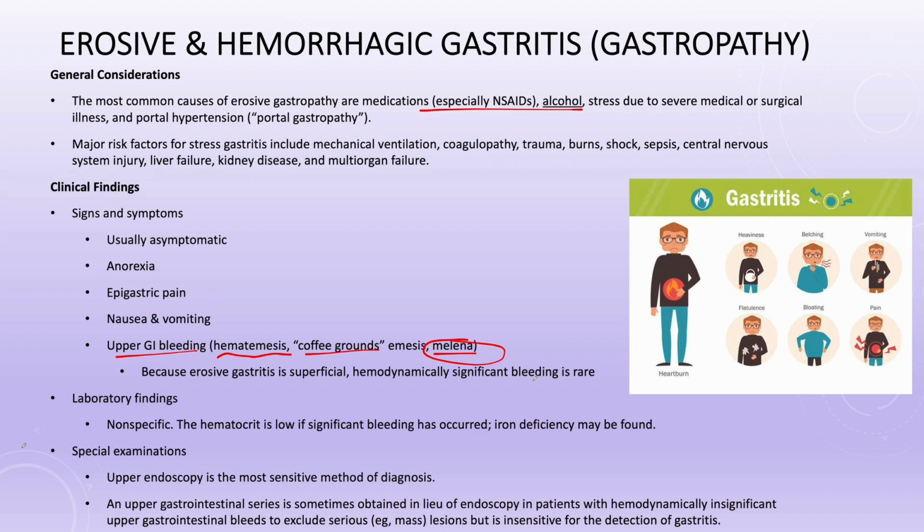Laboratory findings are going to be pretty non-specific. You're going to want to get an H&H to see if your hematocrit is low, which would be indicative of significant bleeding over time. You can also get fecal occult blood to look for blood in the stool that's maybe not seen by the naked eye. And if you have enough blood loss, iron deficiency can be found. Really, upper endoscopy is the best test for diagnosing gastritis. Back in the day, they used to do the upper GI series, which is the barium study, but we really don't do that anymore. We usually do the endoscopy.